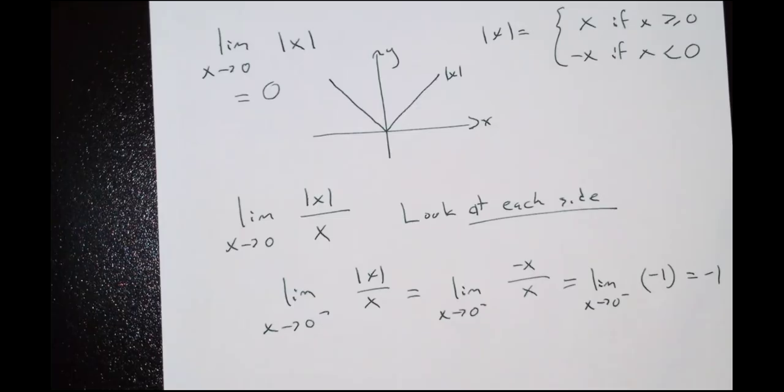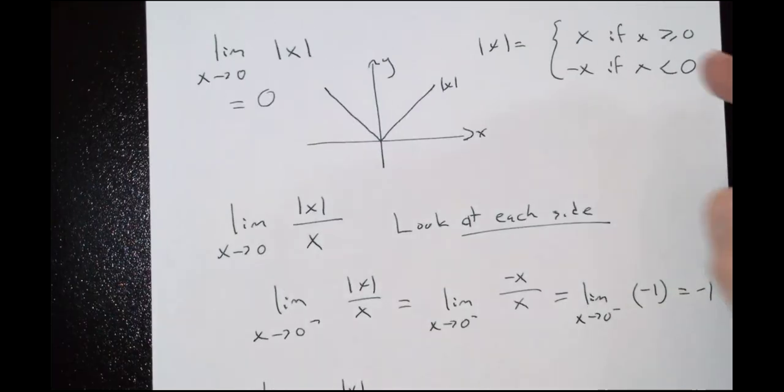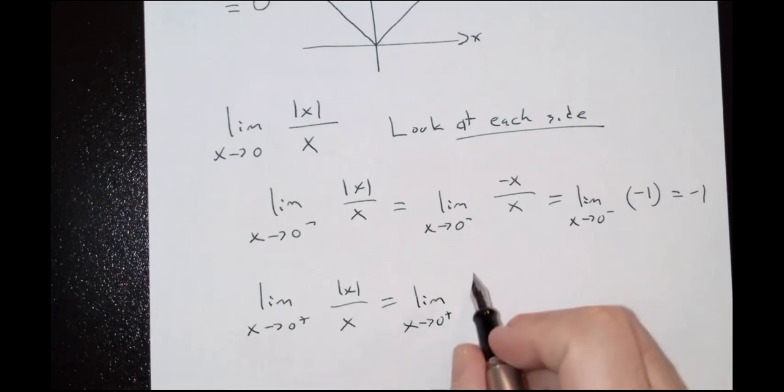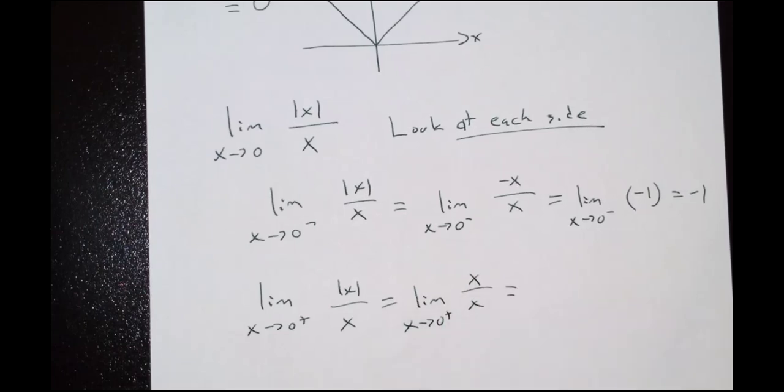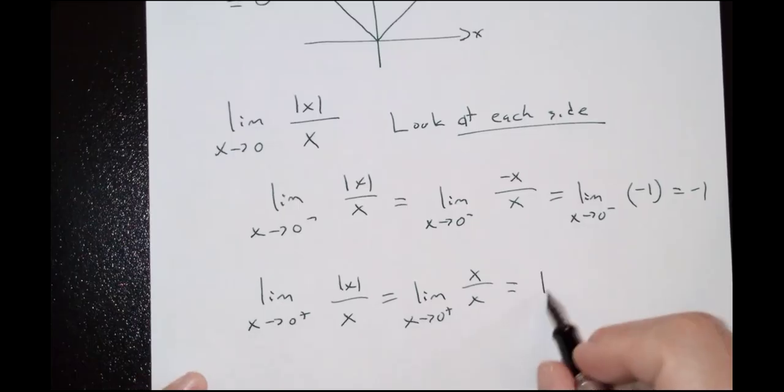What happens when I do this from the right? Well, I'm going to play the same game and I'm going to replace the absolute value with the appropriate part. I'm only using positive numbers this time. What algebra simplification happens here? It's +1.